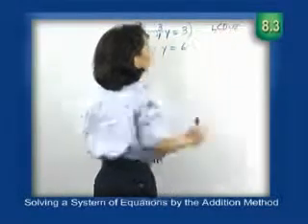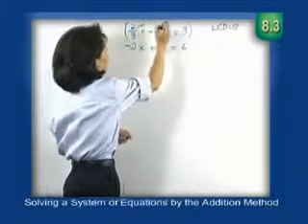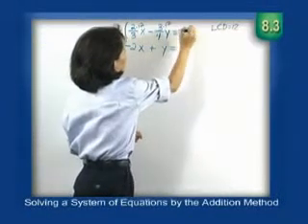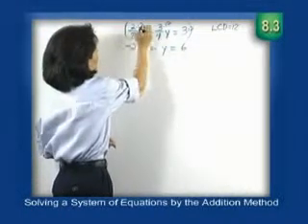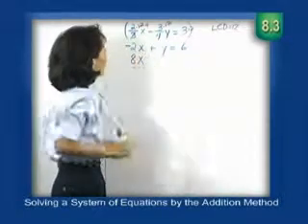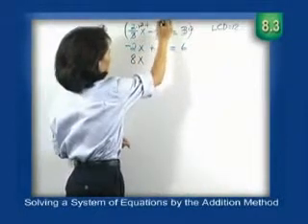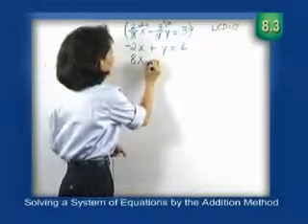LCD, 12. Multiplying by 12 times 12 times 12 and times 12, and rewriting this top equation, 3 goes into 12 4 times. 2 times 4 is 8x. 4 goes into 12 3 times. 3 times 3 gives me negative 9y.